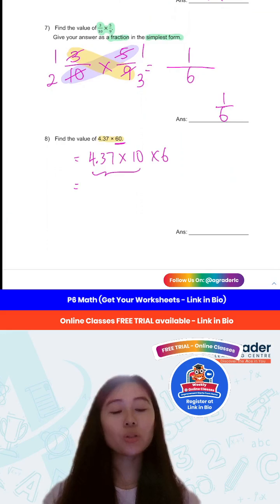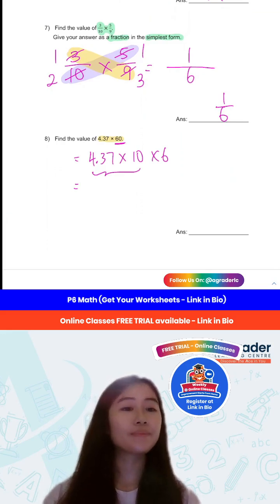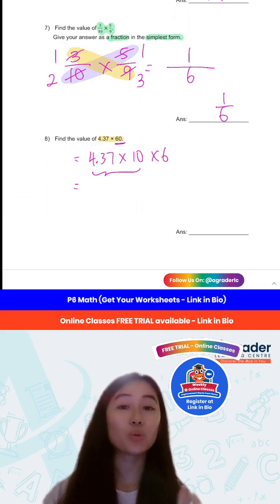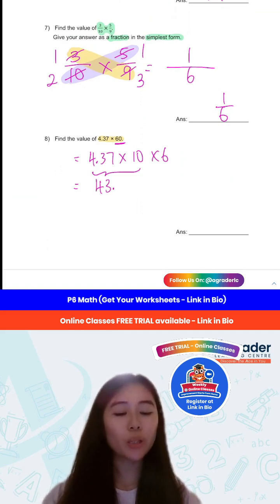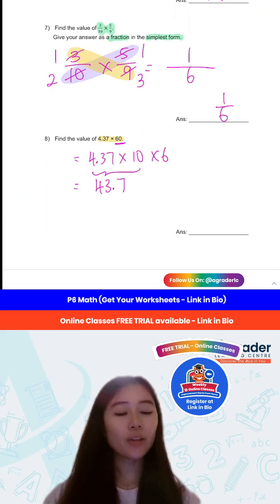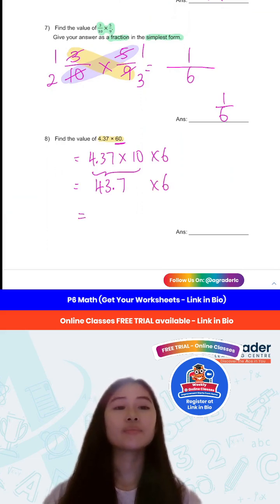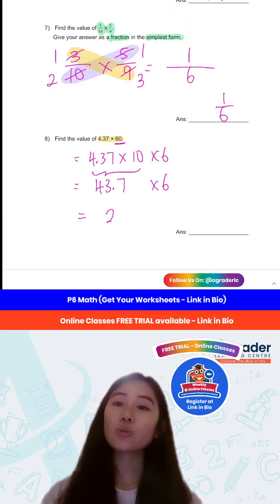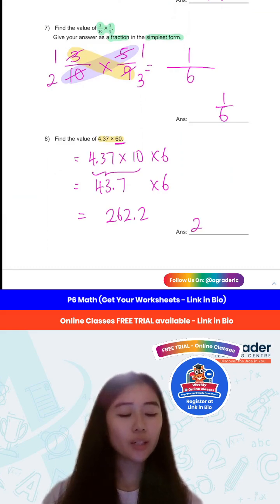So I'm just going to use 4.37 times 10 first. Okay, so whenever you times 10, your decimal place moves one step to the right. So this becomes 43.7. Just shift the decimal place. After that, then you times 6. Okay, so if you do this method, then you don't need to do double digit multiplication, because sometimes when you do double digit multiplication, you might have careless mistake. Okay, so based on this, you will get 262.2. Yeah, so that's the final answer.